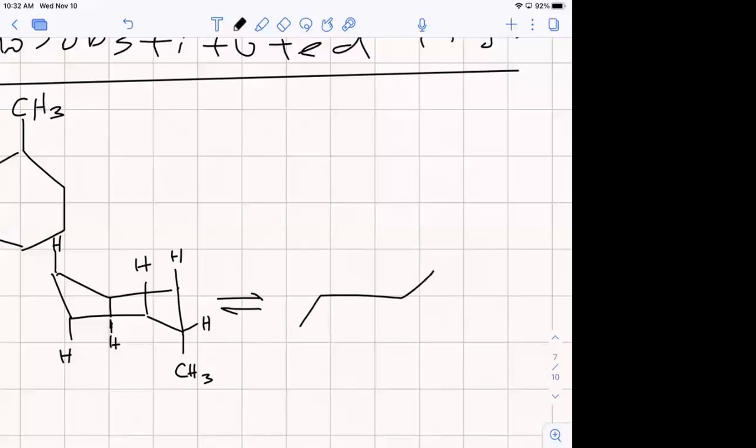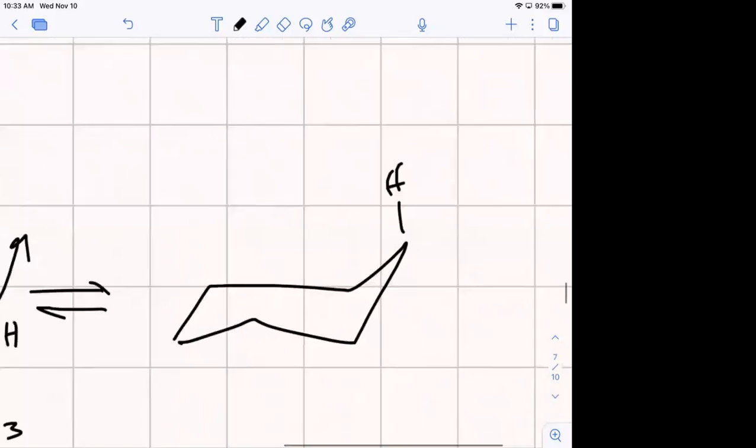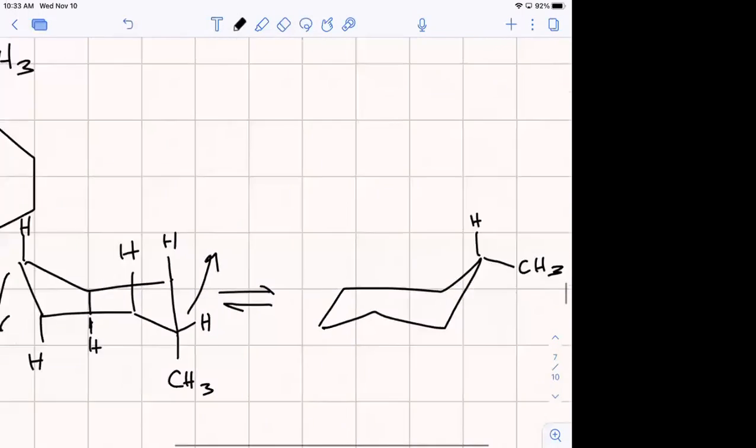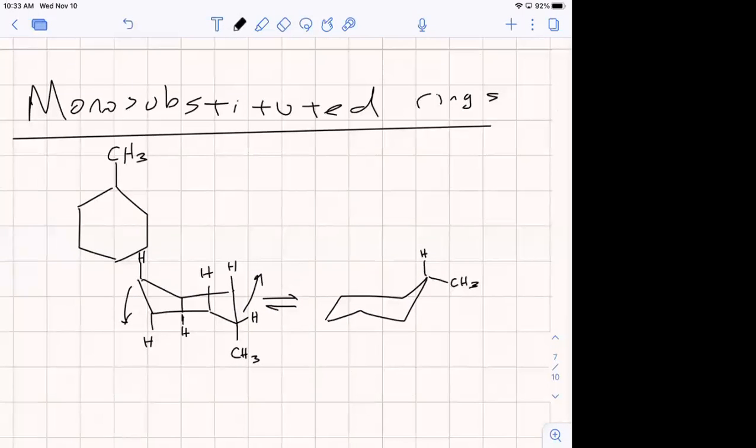And if I did a ring flip, I would have this as my new chair, right? Because this carbon is going to get pushed up. This one's going to get pushed down like that. So now the hydrogen is axial, and then the methyl group is now equatorial, right? Just a cursory understanding of this.